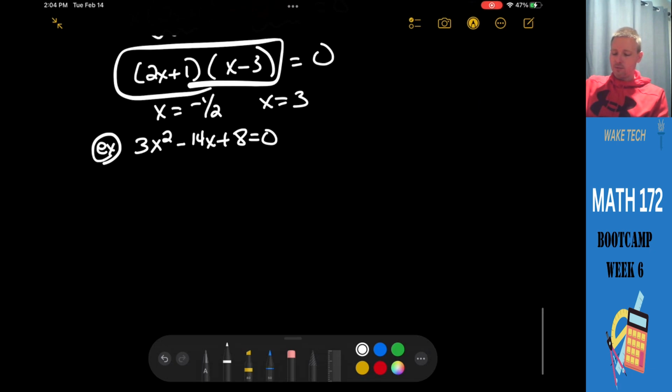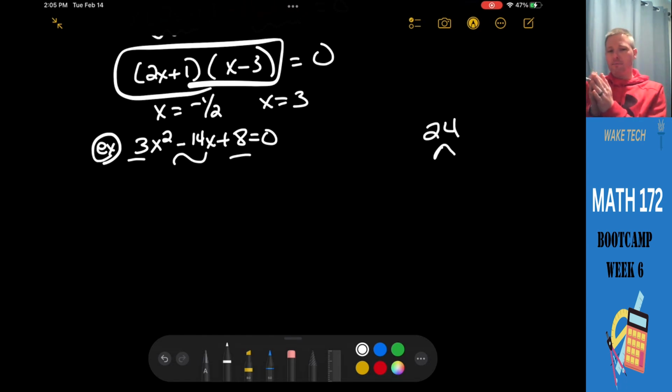Okay, so let's try this one. A times C, that's going to give us 24. We need to find a pair of numbers that multiply to 24 and add to -14. So to multiply to a positive number but add to a negative number, that means both numbers are going to be negative.